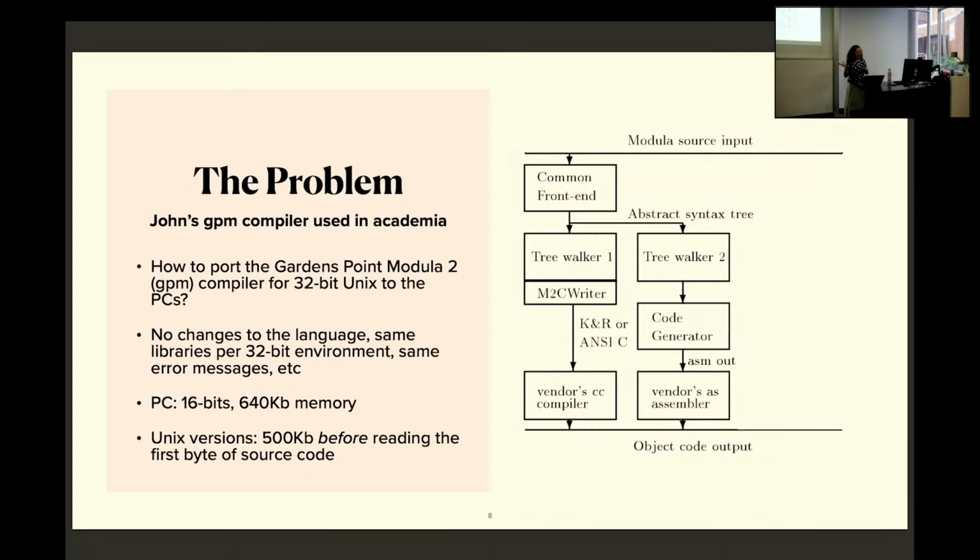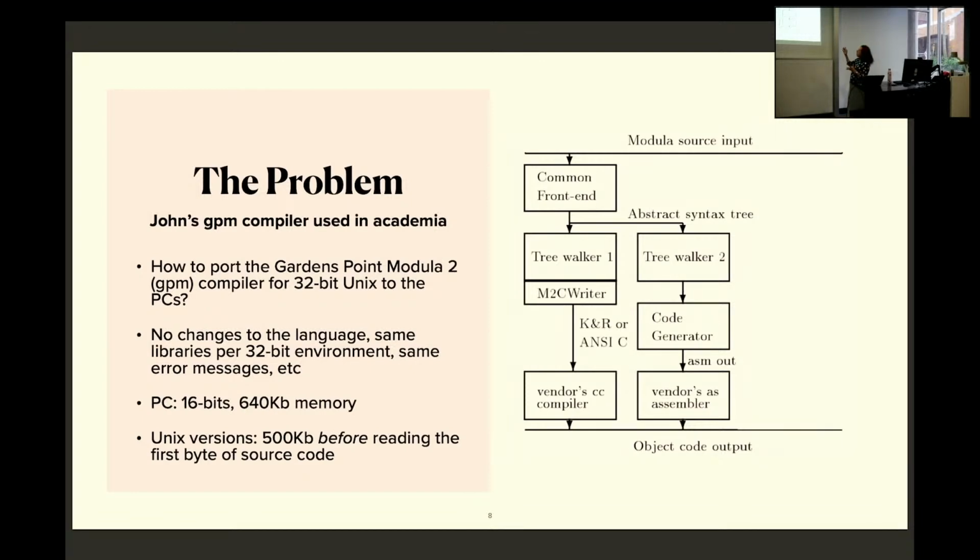John had this Modula-2 compiler called GPM, the Gardens Point Modula-2 compiler, and it was being used on a lot of different Unix machines, with many ports of this compiler done. But at the university, PCs had become the fashion, and everyone was starting to have a PC with two 5.25-inch floppy drives at home. Students wanted to run this compiler, which was designed for a Unix machine, on their PCs.